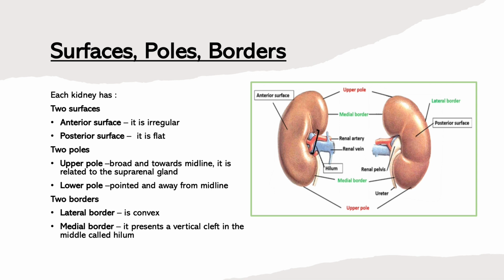Secondly, they have two poles: the upper pole, which is broad and towards midline and is related to the suprarenal gland. The lower pole, which is pointed and away from midline. Thirdly, each kidney has two borders: the lateral border, which is convex, and the medial border that presents a vertical cleft in the middle called hilum.